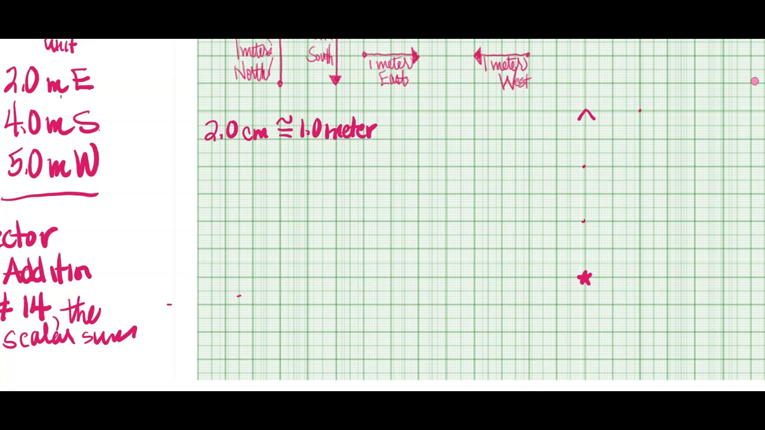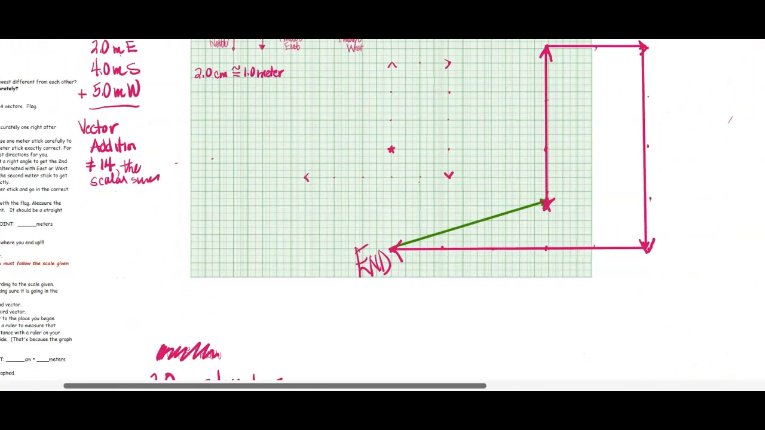1, 2, east. That's the vector. 4 south: 1, 2, 3, 4 south. And then 5 west: 1, 2, 3, 4, 5. That's the end of that vector. So that's a very simple way of plotting. Let me show you how we can make it look better, much more like this looked.